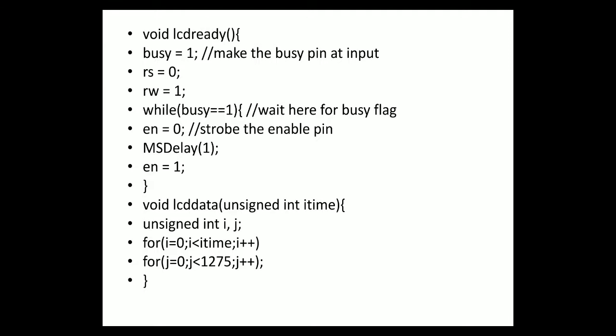Then enable is made 0. Strobe the enable pin. And then call a delay function. So call a delay, MS delay of 1. Enable is 1.